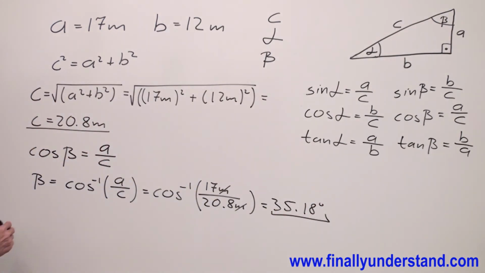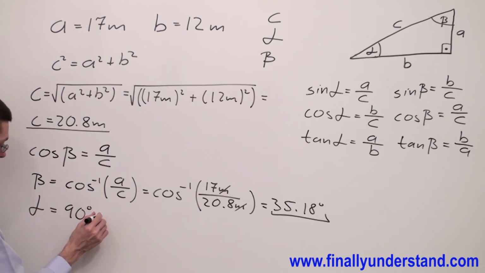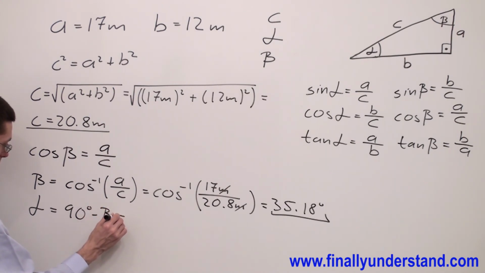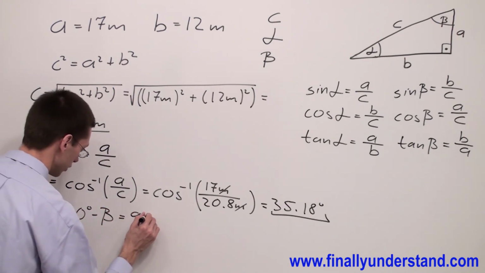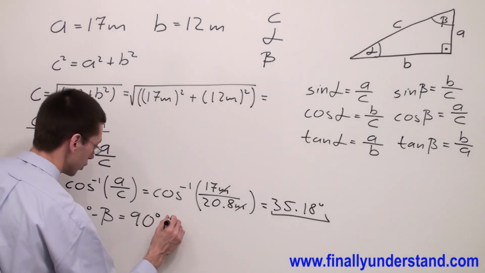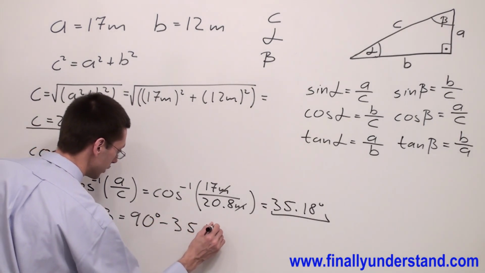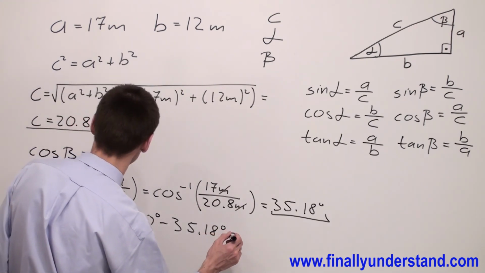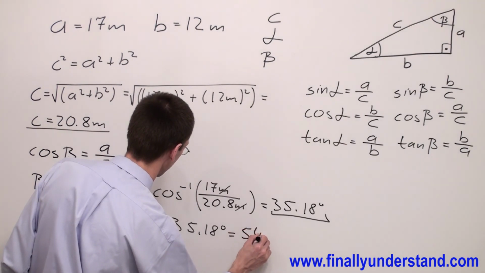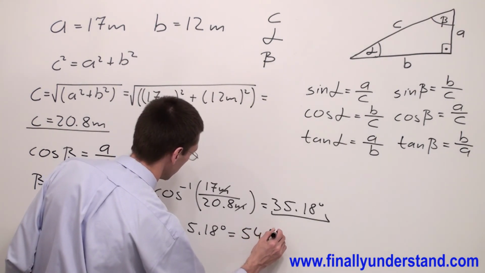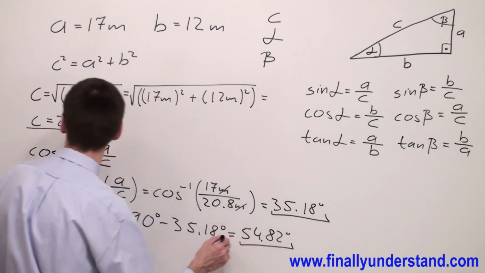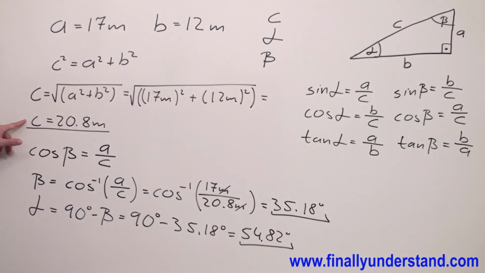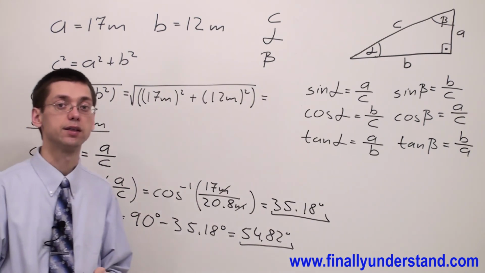If you want to find angle alpha, you're supposed to simply subtract angle beta from 90 degrees. So I have 90 degrees minus 35.18 degrees, and this is going to give me 54.82 degrees. We found the length of side C, we found angle beta and angle alpha, so we can say that the problem is solved.